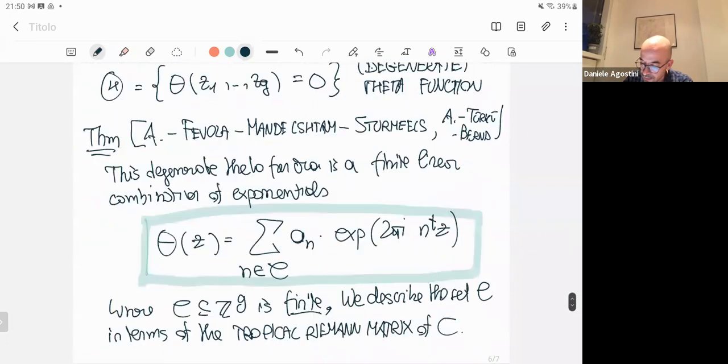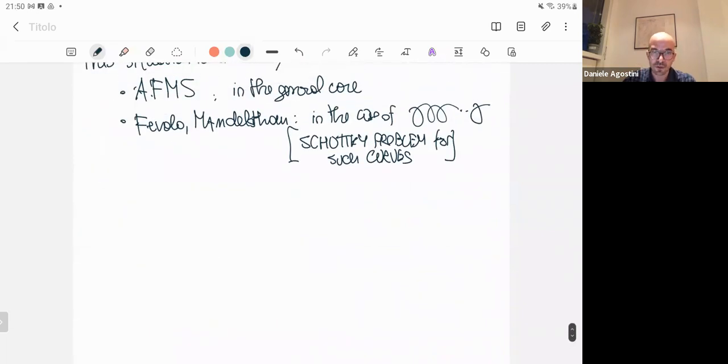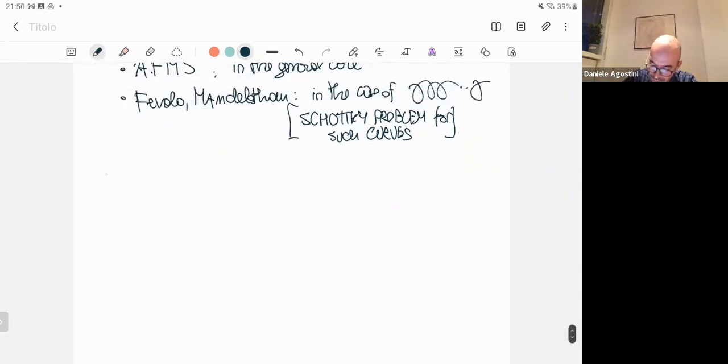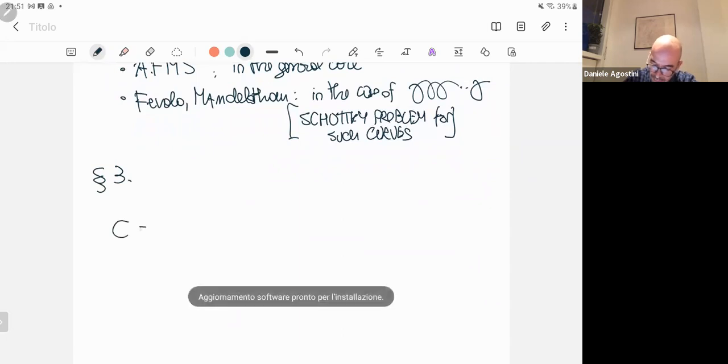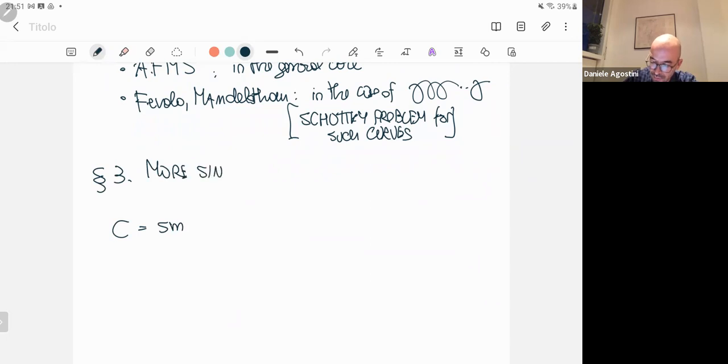And then what we see here is that the curves become singular, and the degenerate theta function becomes easier. So we started with an infinite linear combination of exponentials. Now we got a finite linear combination of exponentials. It was this situation here. So when C is smooth, so more singularity, more singular curves.